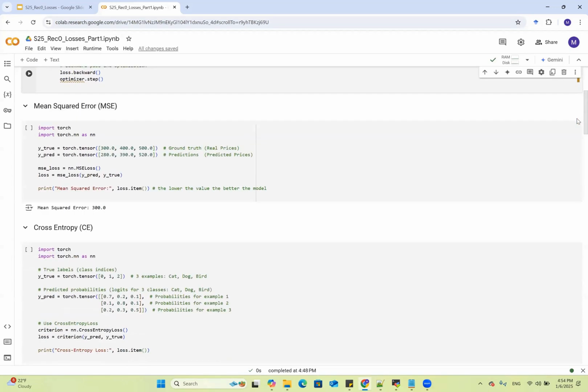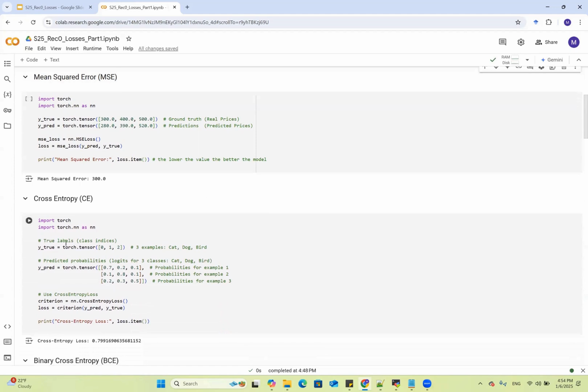Here, the cross entropy, the CE, is also a built-in function in PyTorch. We just do the following initialization with nn.CrossEntropyLoss. Here is an example of 3 labels, cat, dog, and bird. And here are the predictions. After the initialization, we can just call the loss here and compute the loss.